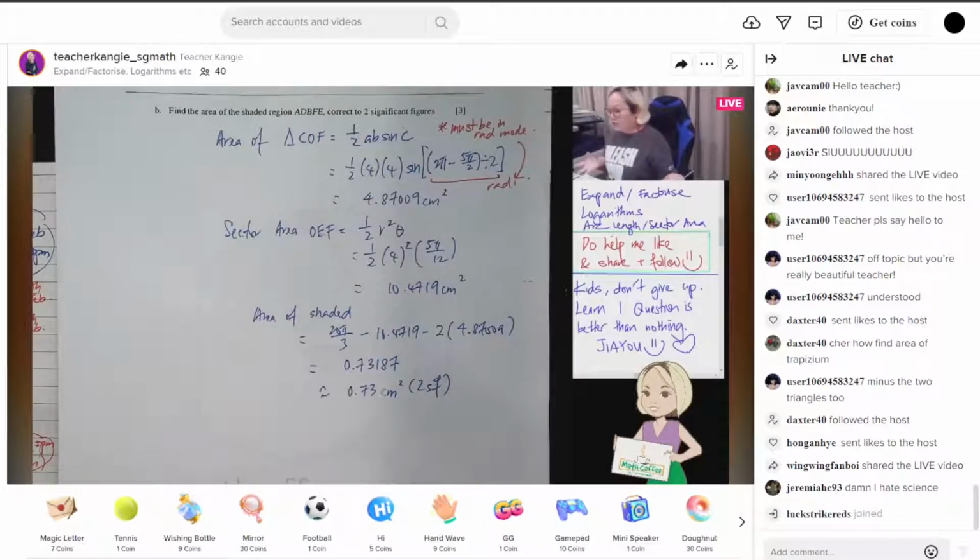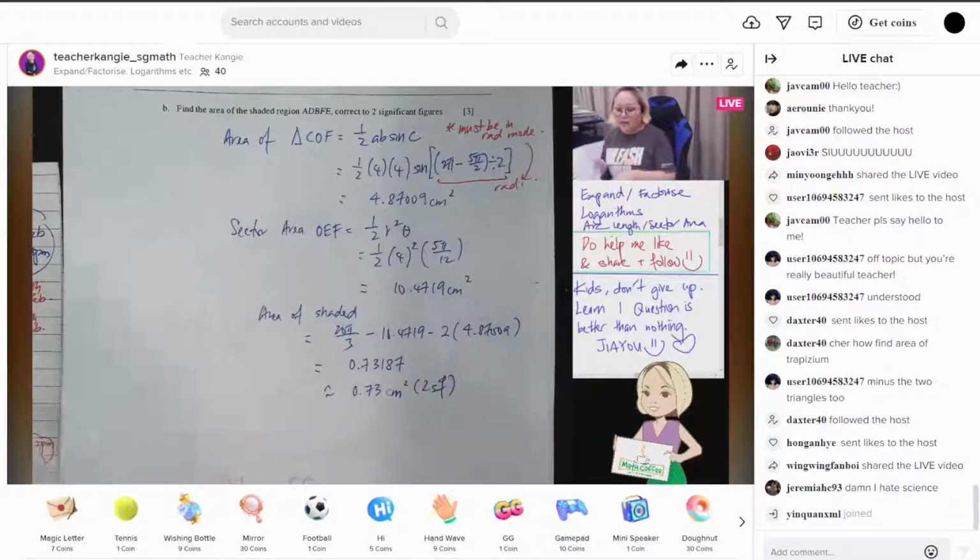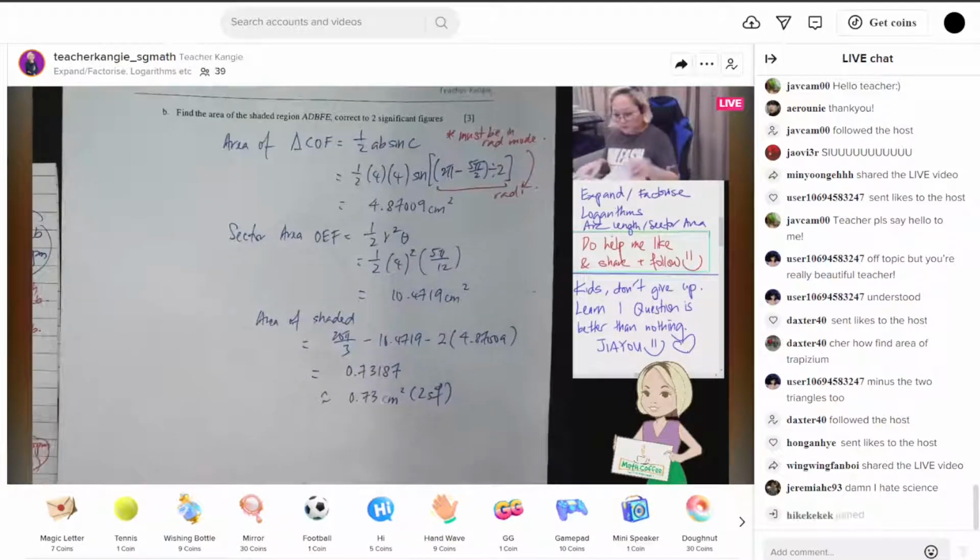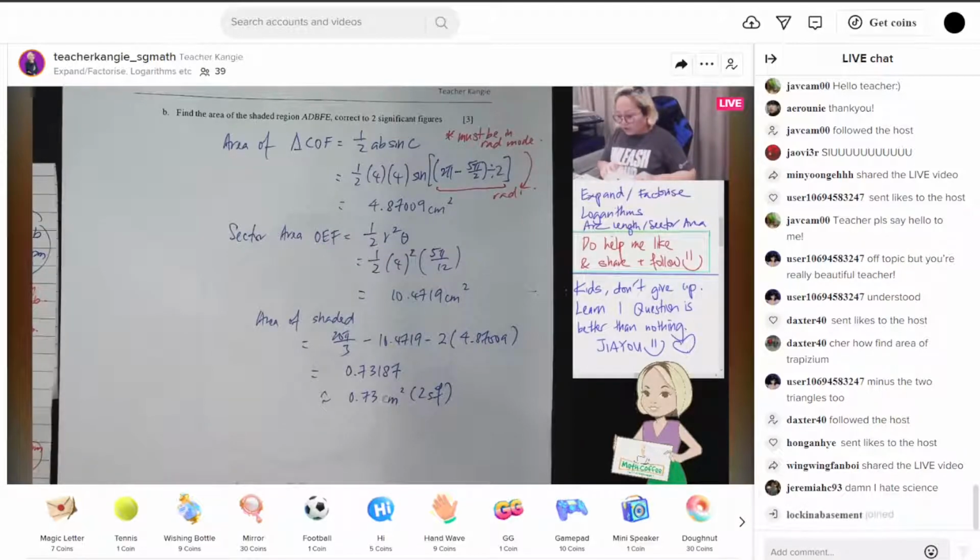So this question becomes easy after you understand using the radian formula. Okay, so that's all for today.